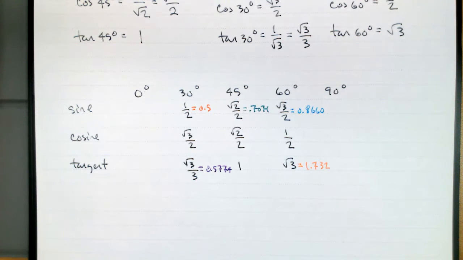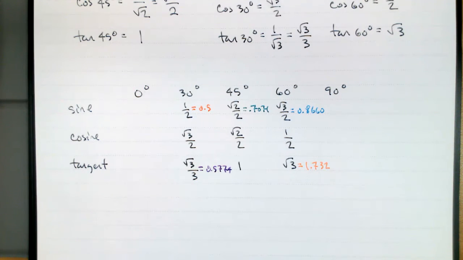So it would be useful to recognize the decimal approximation of the values that you're trying to remember. That way, if you forget, you can always just go to your calculator and say, what's the sine of 45? 0.7071. Oh yeah, that one's square root of 2/2.